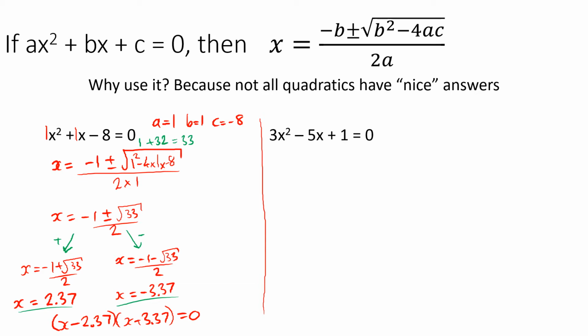Makes your life easier. Okay, this second example I've put because there's one more common mistake people make, as well as getting the signs wrong in the 4AC bit. So here we've got a is 3, b is -5, and c is 1. That bit is okay, hopefully. So let's put them into the formula. Minus b. So b is negative this time, so minus b is going to be positive. Minus minus is a plus. That's one of the mistakes.